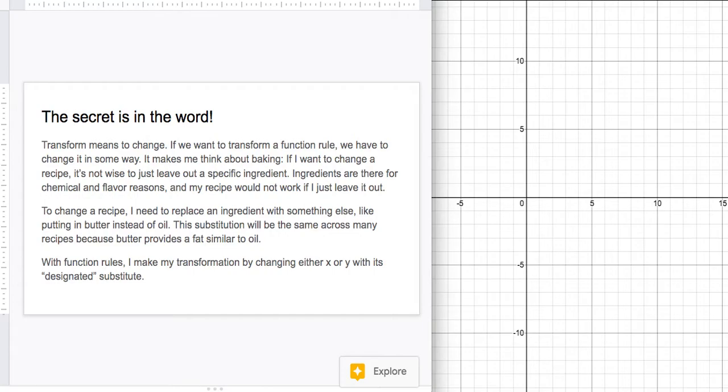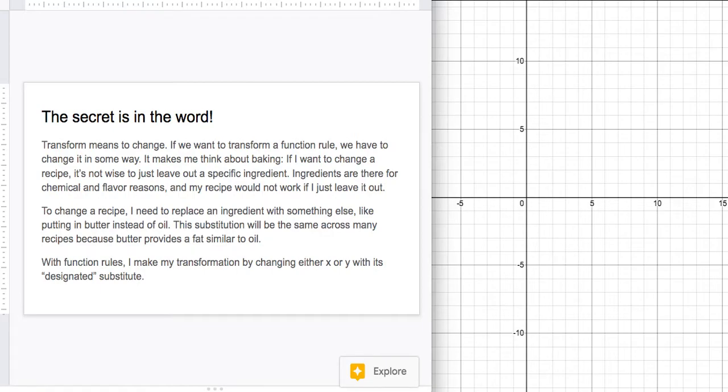If I want to make a particular transformation, I have to figure out which ingredient am I changing. Am I changing an X ingredient or a Y? You can think of the X as like a flavor ingredient and a Y as a chemical reaction. So if I want to change X, maybe I switch chocolate chips in a cookie to butterscotch chips, just shifting my recipe over to a new flavor. If I'm looking at Y, that would be like the butter and oil. If I'm making banana bread and I don't have any vegetable oil in my house, but I have butter, I could use that instead. So I'm shifting my ingredients to a designated substitute.